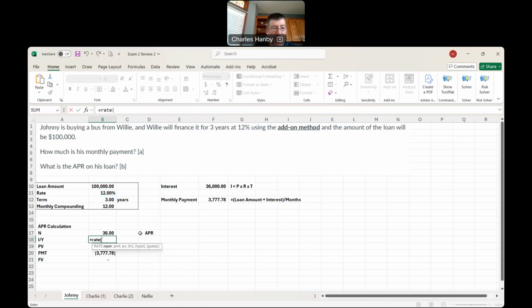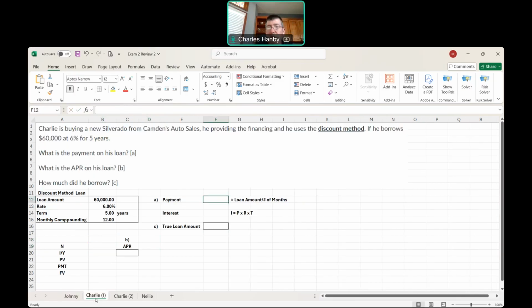So go up here to the formula bar: the number of periods, comma, payment, comma, and then present value, and I don't have to enter future value because it's 0. Close paren, hit return, 1.77%. So that's a monthly rate. So to annualize it, I multiply it by 12. So 21.20% is the true rate on that loan, even though the stated rate is 12%.